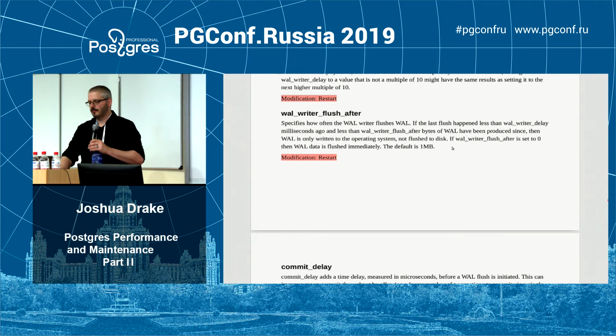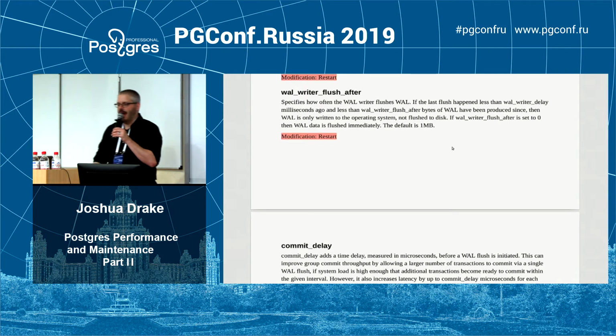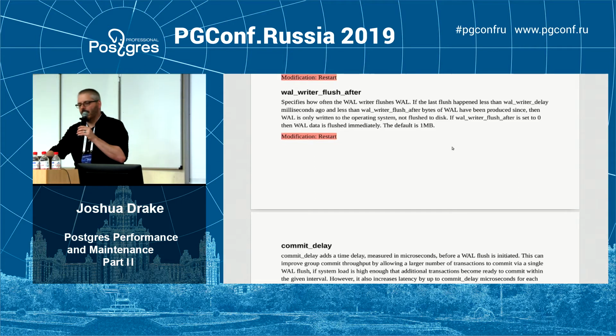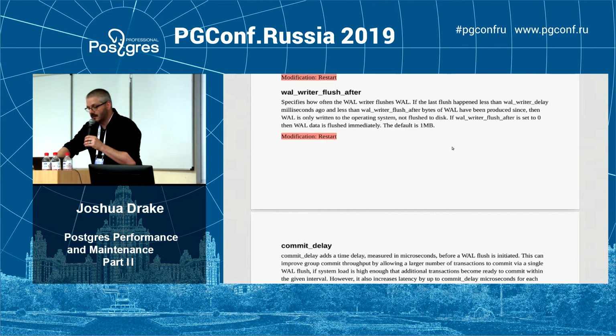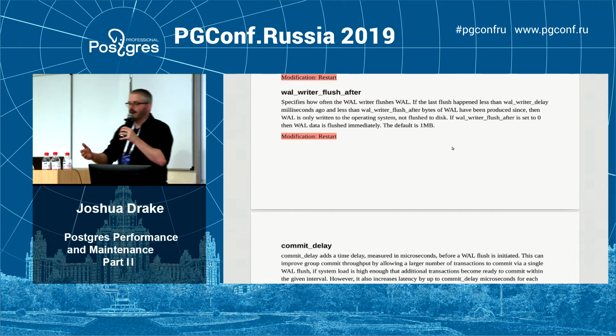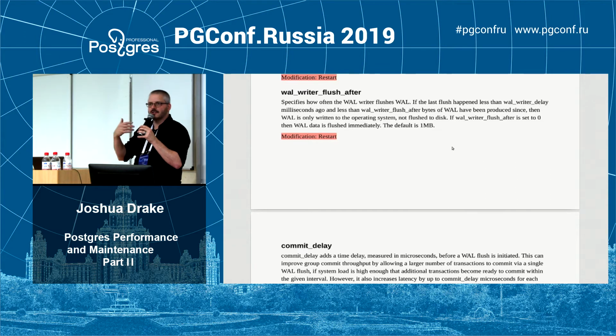wal_writer_flush_after specifies how often the WAL writer flushes WAL. If the last flush happened less than wal_writer_delay milliseconds ago and less than wal_writer_flush_after bytes of WAL have been produced since, then WAL is only written to the operating system, not flushed to disk. If wal_writer_flush_after is set to 0, then WAL data is flushed immediately. The default is 1 megabyte. Very similar to the backend process flush afters. It's basically a cache within a cache, just so you're not writing unnecessary data, because we're only talking about a very small amount of data, right?